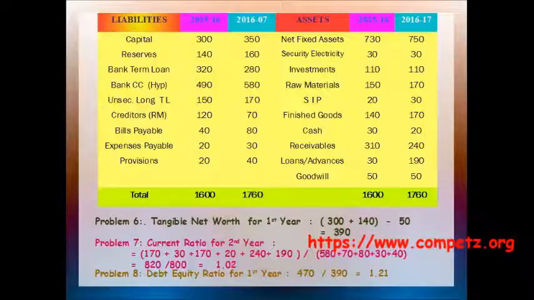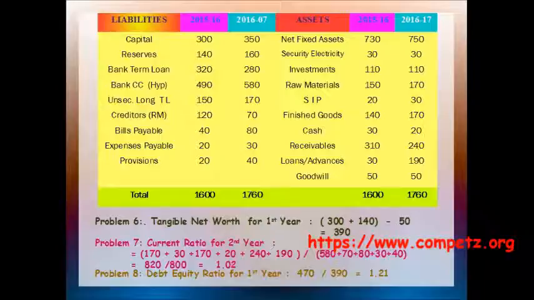Cash, 30 for first year, 20 for second year. Your receivables, 310 for first year, 240 for second year. Then comes your loans and advances, 30 for first year, 190 for second year. And comes your goodwill, 50 for first year and 50 for second year. So your total balance sheet amount for first year is 1600. For second year it's 1760.